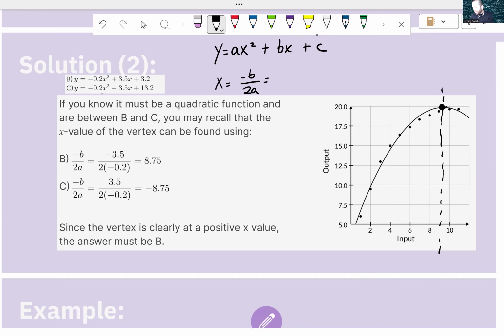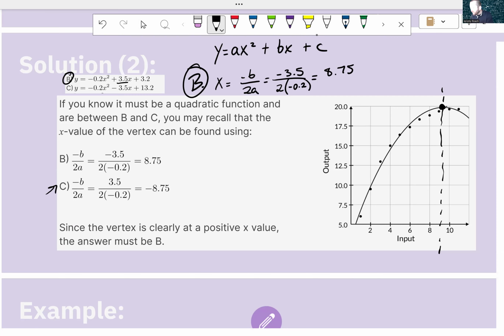And so let's check answer B first. I'm going to write uppercase B so we don't get confused. So uppercase B for minus B is positive 3.5. So if we do negative 3.5, that's why we get a negative there. And then 2 times A, which is negative 0.2. And that equals a positive value, 8.75. And you can see that they did the same thing for C down there. I just wanted to write the steps there for you for B, but we do the same thing for C.